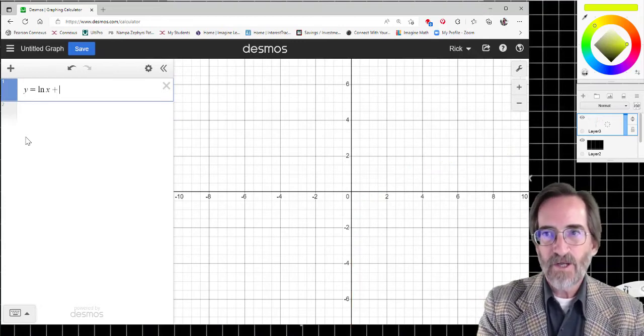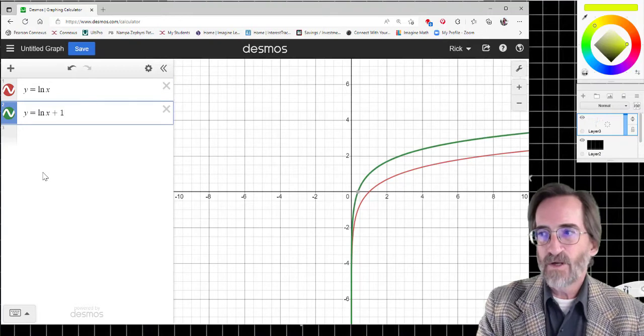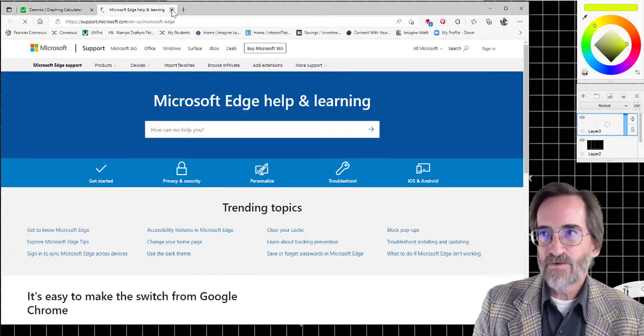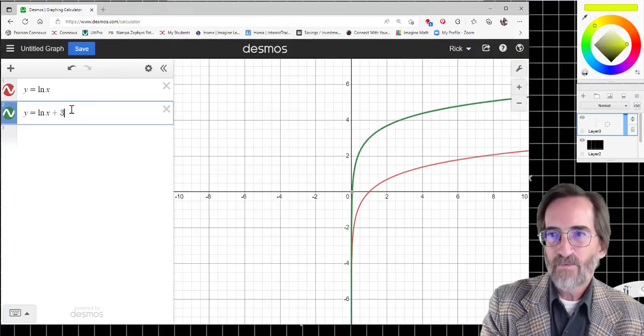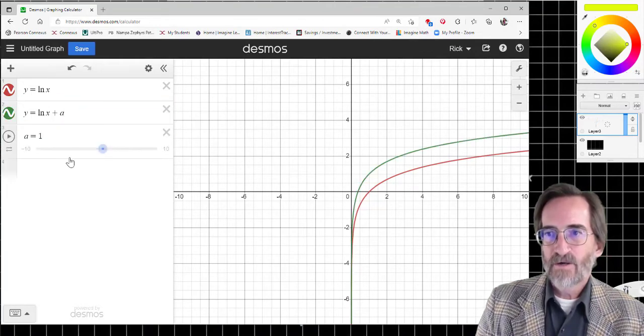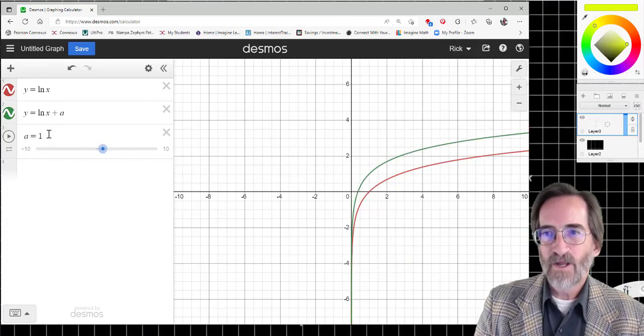We can translate it up by adding. Let's do this: y equals ln x plus 1 moves it up 1. Plus 2 moves it up 2. Plus 3. If I do plus a and add a slider, I can grab the slider and move it up and move it down. That's just a translation up and down.